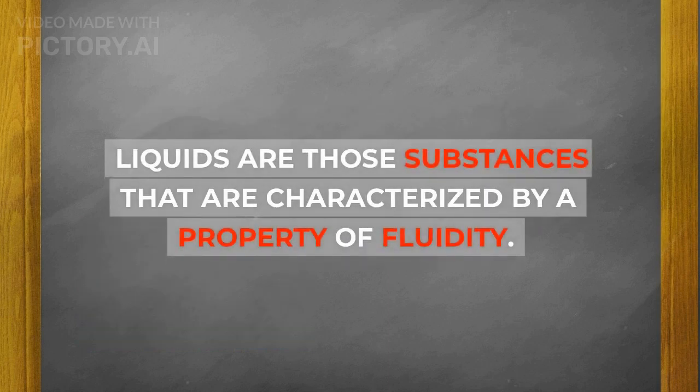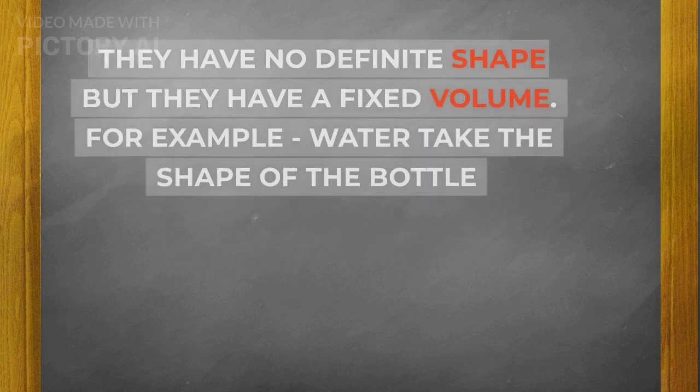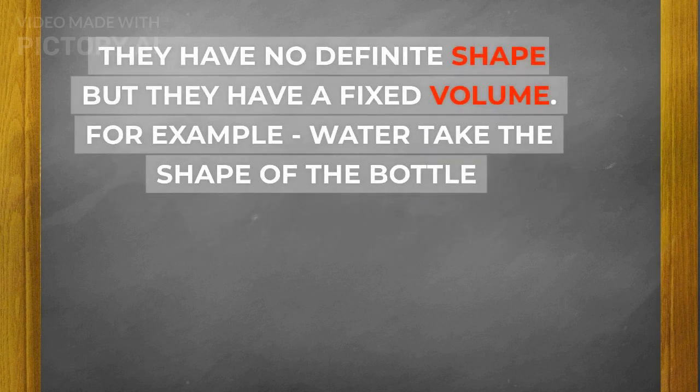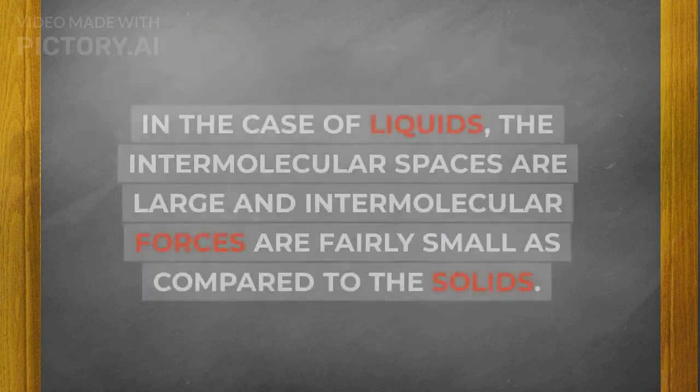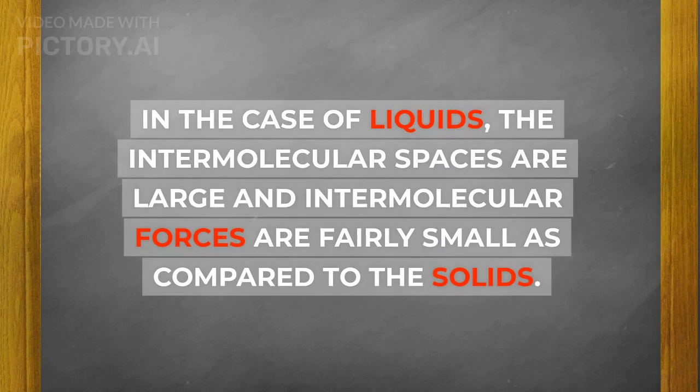Now let's learn about the liquid state. Liquids are those substances that are characterized by the property of fluidity. They have no definite shape, but they have a fixed volume. For example, water takes the shape of the bottle. In the case of liquids, the intermolecular spaces are large and intermolecular forces are fairly small as compared to solids.